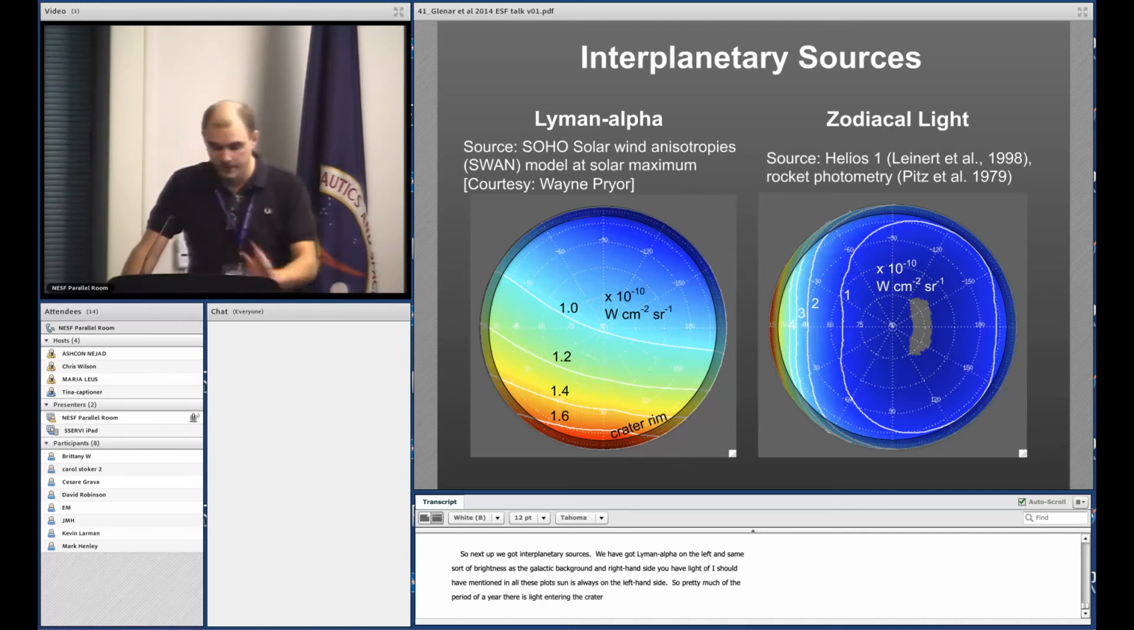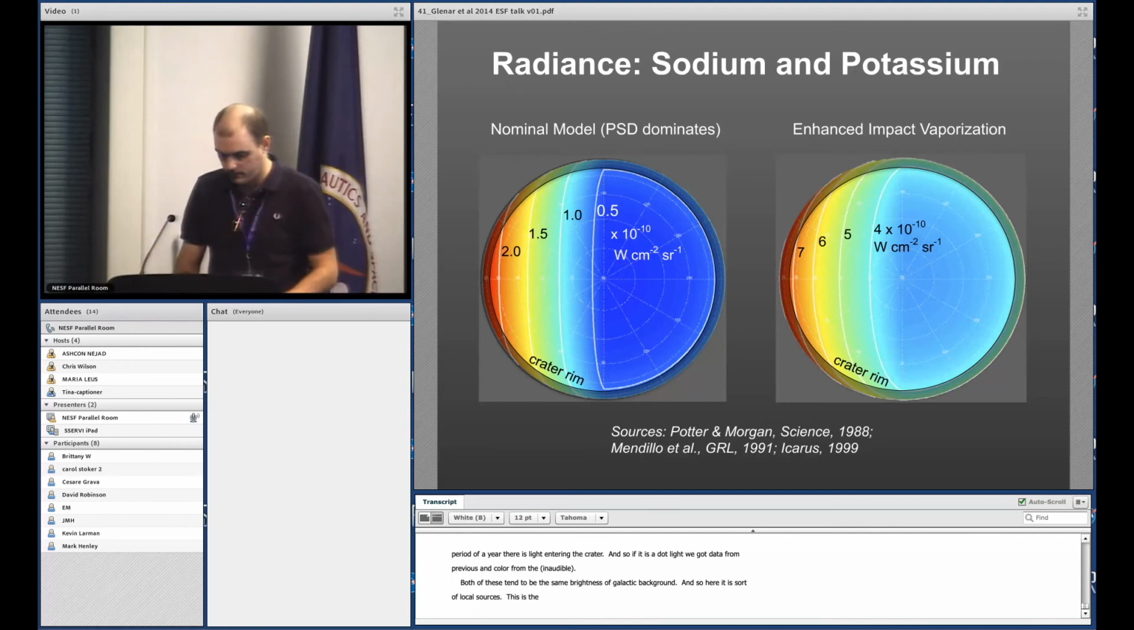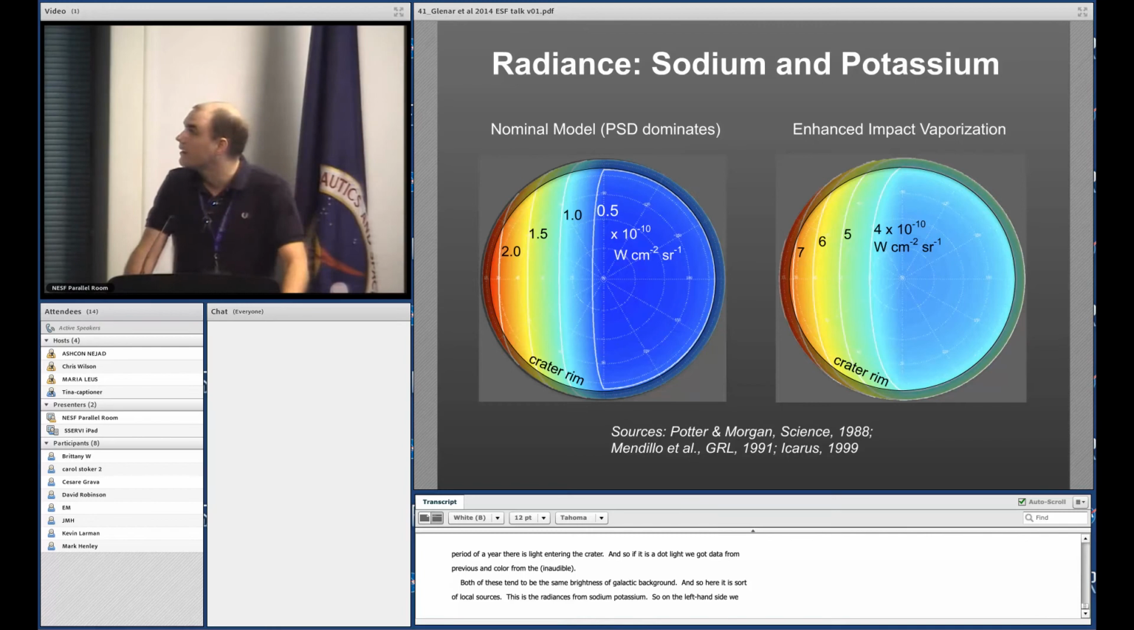Now, I should have mentioned in all these plots, the sun is always on the left-hand side. So pretty much over the period of a year, the zodiacal light entering the crater would look the same, in that coordinate system. For zodiacal light, we got data from Helios 1 and got color from rocket photometry. Both of those tend to be the same brightness as the galactic background.